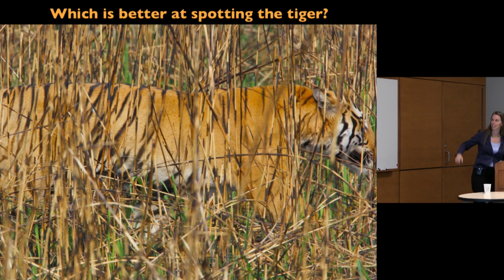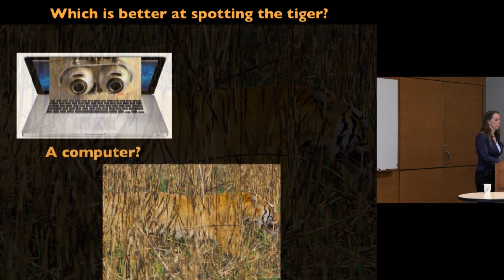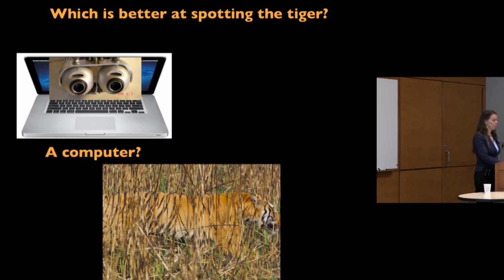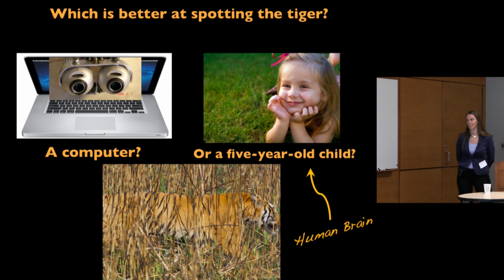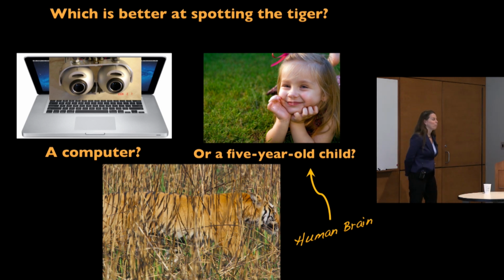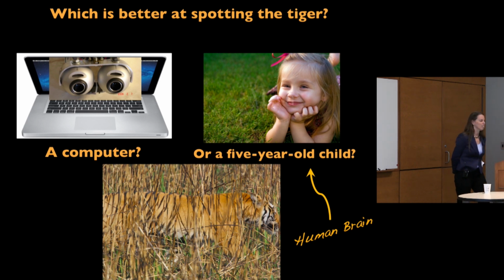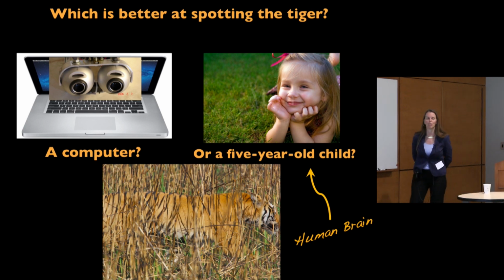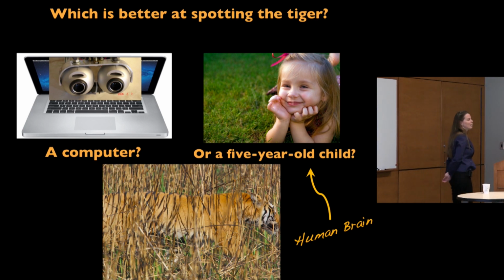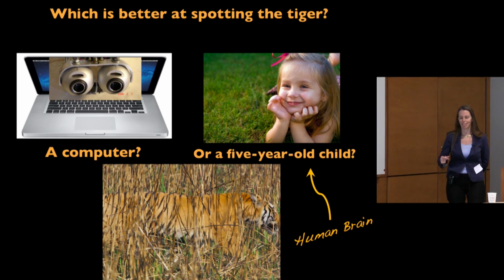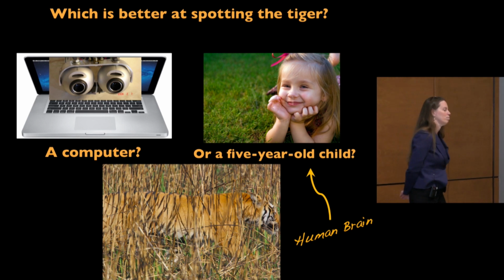Okay, so we all see there's a tiger in the brushes there, but which is better at spotting the tiger? A computer? Okay, well, the answer is there. Of course, the 5-year-old child, hopefully even a 2-year-old child, is better at spotting the tiger than the computer, right? So computers are really, really good at numbers. They just outclass us, you know, don't even try, okay? So 1 billion operations per second. You could just click away on those numbers till the end of days.